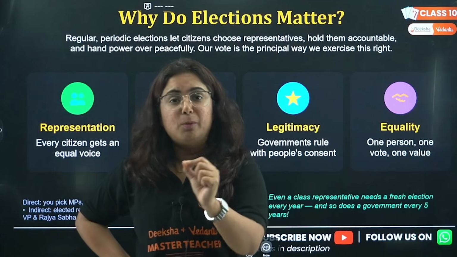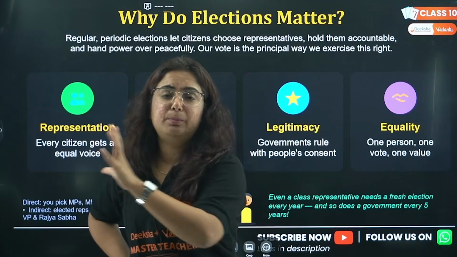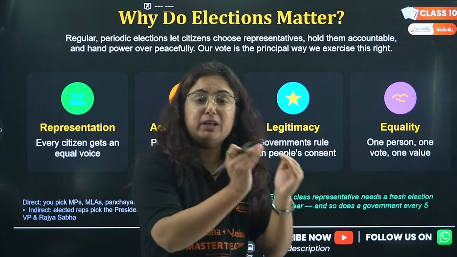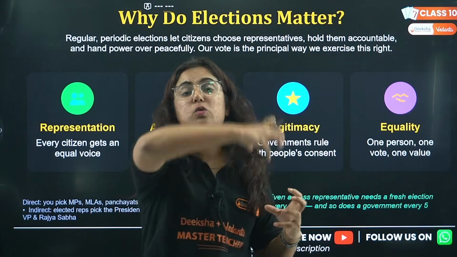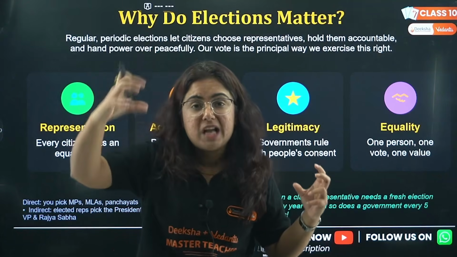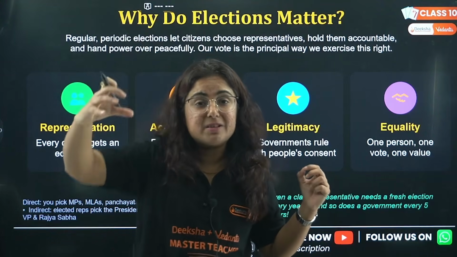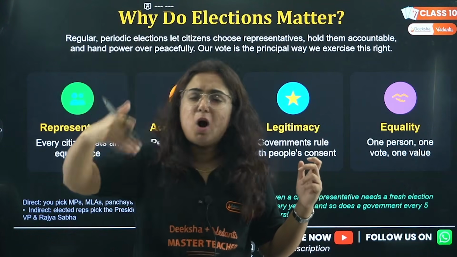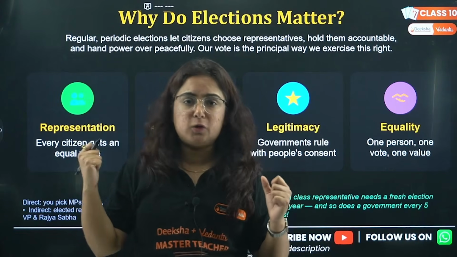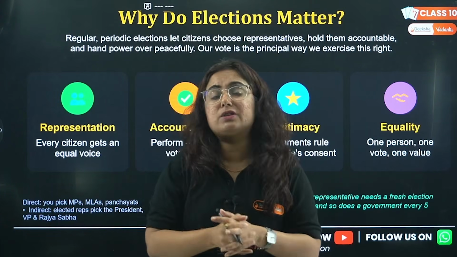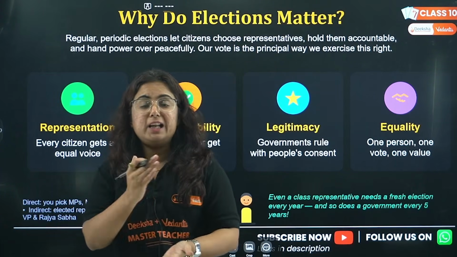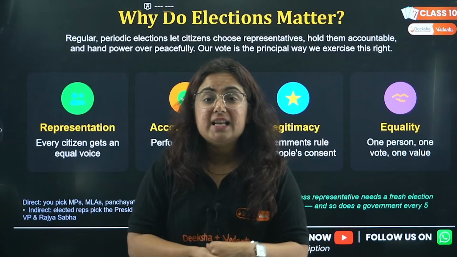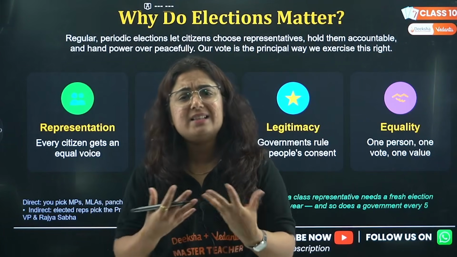And hence we opted for representative type of democracy, that these 140 crore people will choose their representatives, and on their behalf the representatives will be ruling us or making laws for us. So the first and the most important thing that is only possible by election is representation. What is election basically?